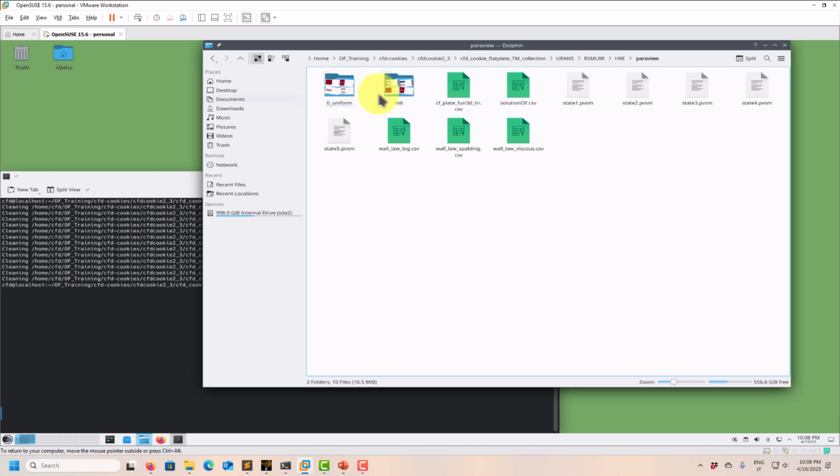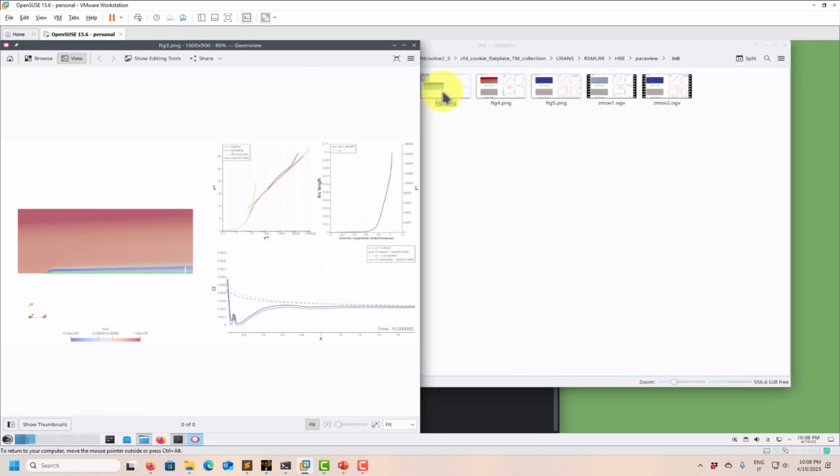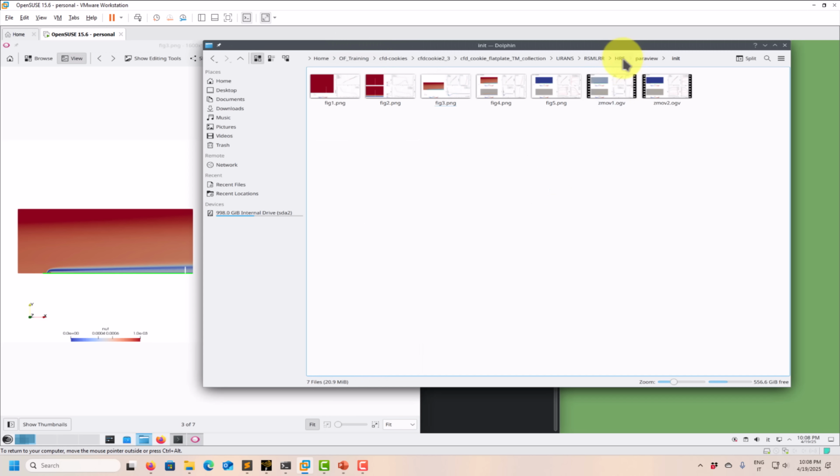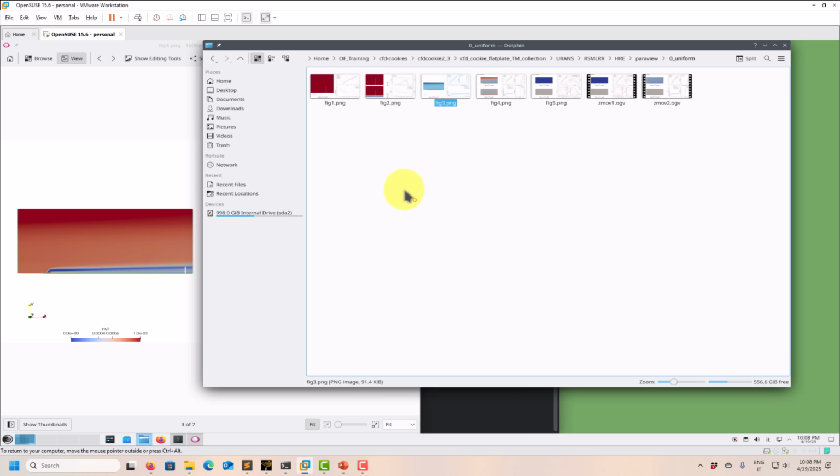So in ParaView, let me go here. So uniform is starting from uniform conditions. Init is starting from another URANS solution. I don't recall which one I used. So it doesn't matter what you use, you will get pretty much the same. Let me open init and let's take a look. And actually we can compare both. So init, let me go ParaView uniform 3.